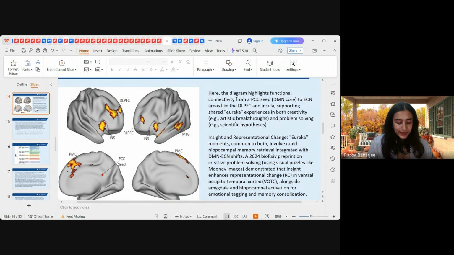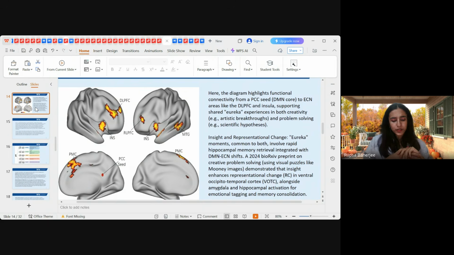So the duality is evident in flow states where enhanced default mode network and executive control network connectivity balances spontaneous generation with focused execution, reducing self-referential distractions and amplifying creative output. So that is important to take into account.